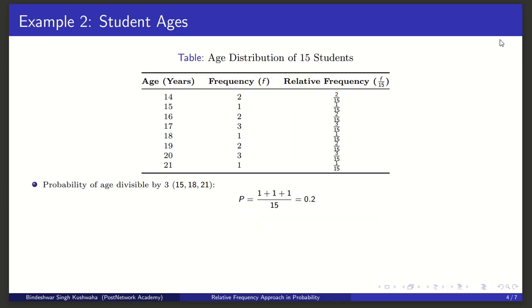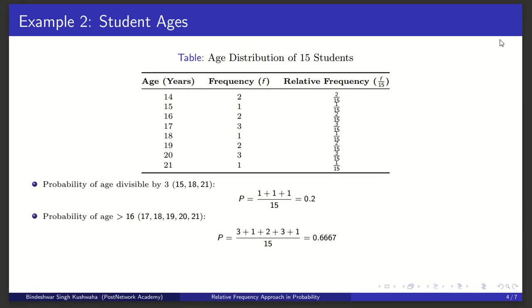Now let us see students' ages. So this is the distribution of 15 students. The ages are given and the frequencies are given, and the relative frequency is frequency upon total frequency. Probability of age divisible by 3: you can see that 15, 18 and 21, each has frequency 1. So the probability would be 1 plus 1 plus 1 upon 15, and that will come to 0.2.